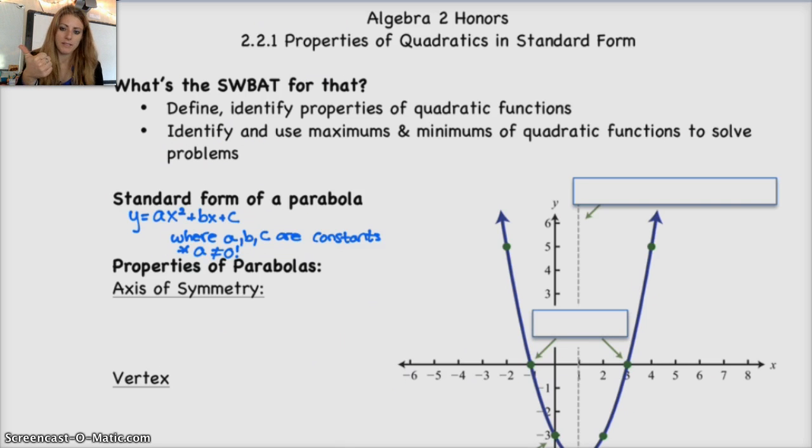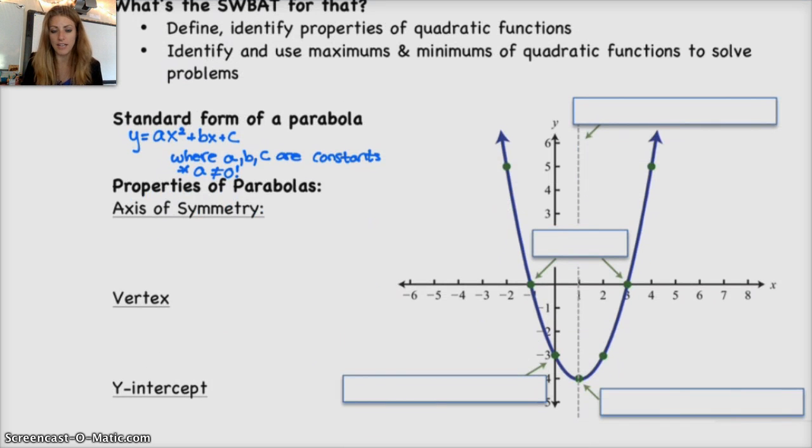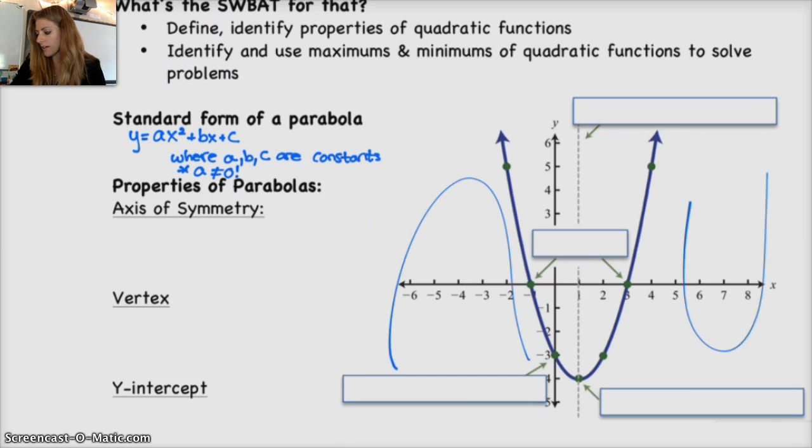Properties of quadratics, or parabolas. Number 1 is the axis of symmetry. Let's think about this. Symmetry. Remember, parabolas are symmetric. This side is the same as this side. The line that cuts it all the way down the middle is the axis of symmetry. That's what it's called. And it always goes through the vertex, whether it's an upside down parabola or a right side up parabola. The axis of symmetry cuts through the vertex.